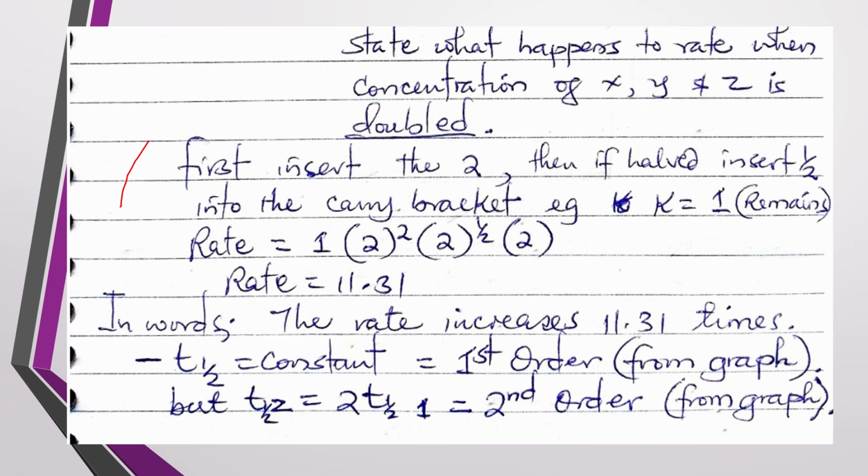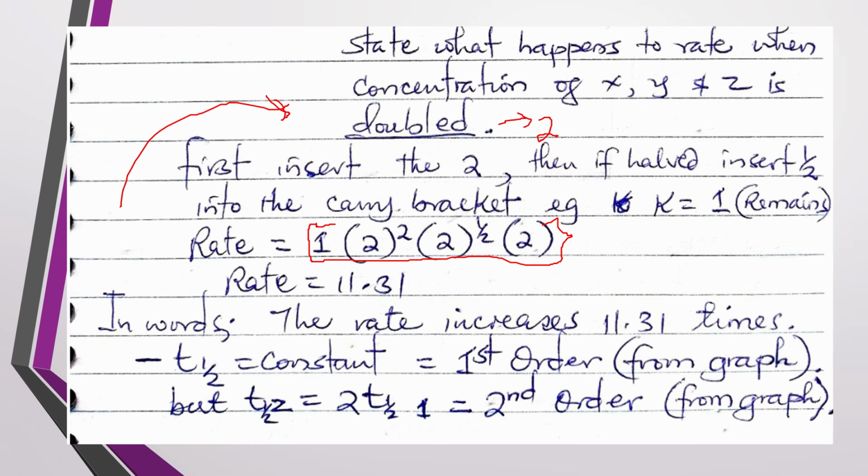So these are further examples about commenting. Sometimes the question may tell you to state what is going to happen to the rate if the concentration is doubled. Doubling means that you get the 2 and then you substitute it into the rate equation that has been given. Once you do so, see what happens to the rate.